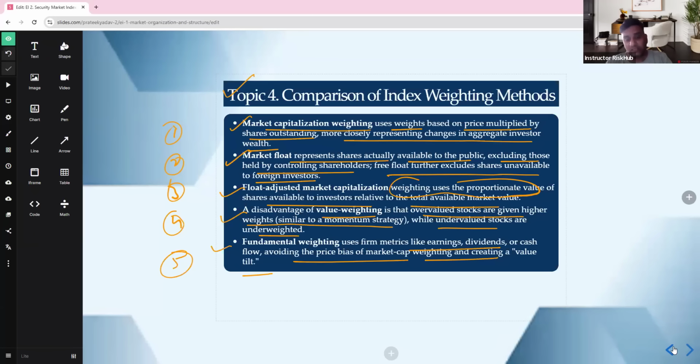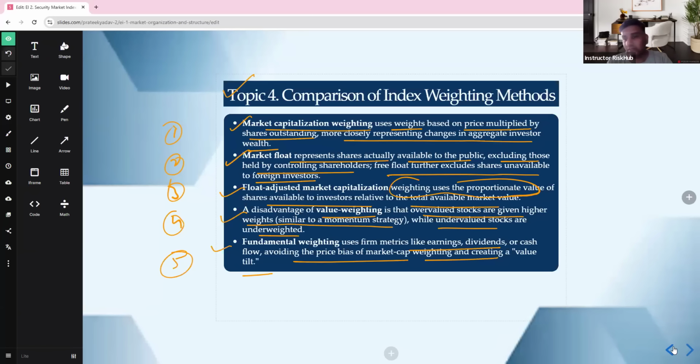Then we look at the equal weighted index. Every stock has the same weight. Advantage is simple, diversified exposure. Disadvantage: requires frequent rebalancing, high transaction costs, and overweights small cap stocks. Examples are the Value Line index and the FT, Financial Times, equal weight variant. This is basically a small cap strategy disguised as neutral investing, so remember that.